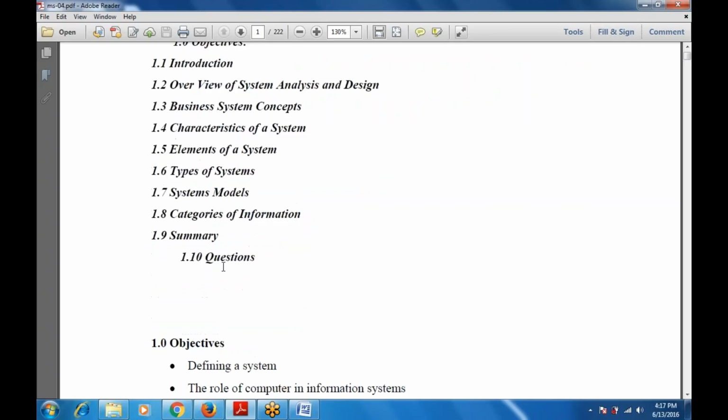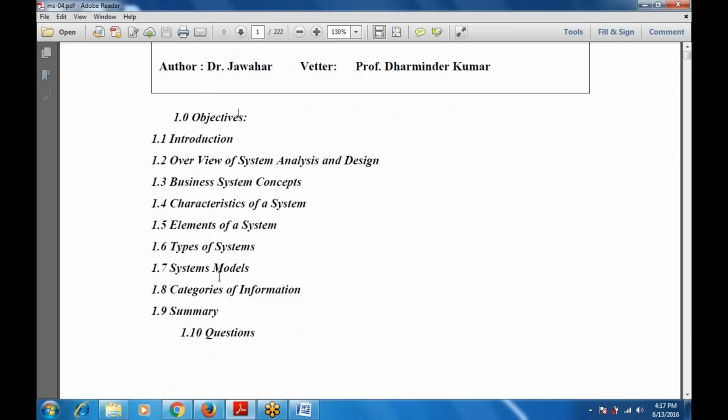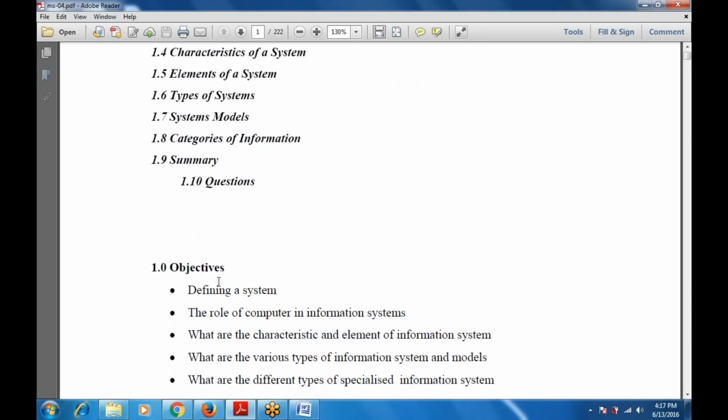So yes, these are the topics that we are going to study in chapter number 1, that is the overview of the system analysis and the design. First part is objective, introduction, overview, business system concepts, characteristics, elements, types, models, and categories. At last, there is a summary of this chapter. So let's begin with the objective. What is the main objective?